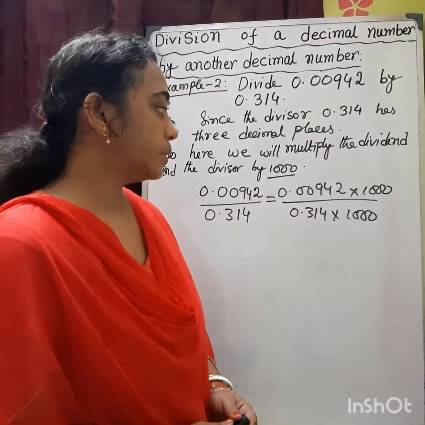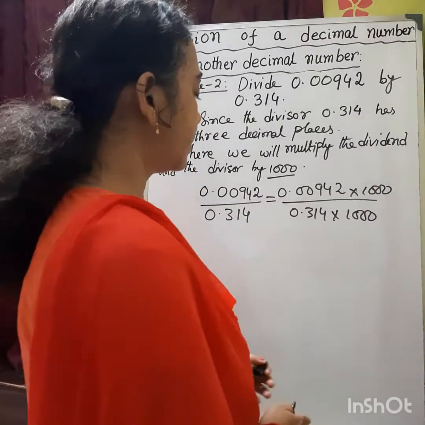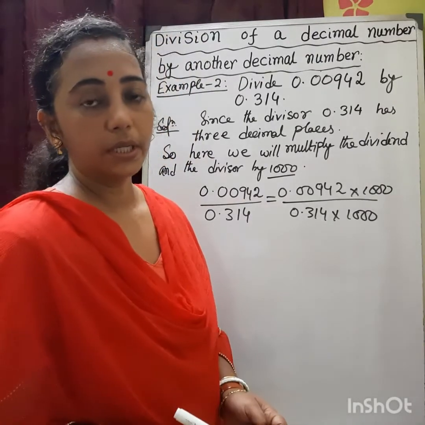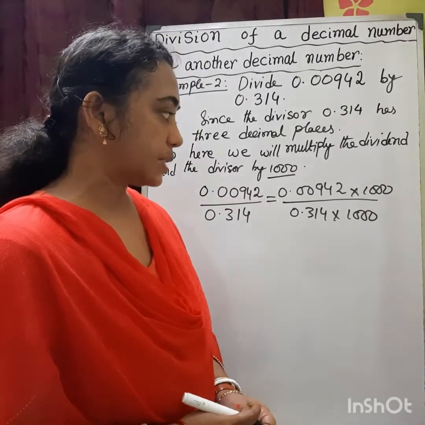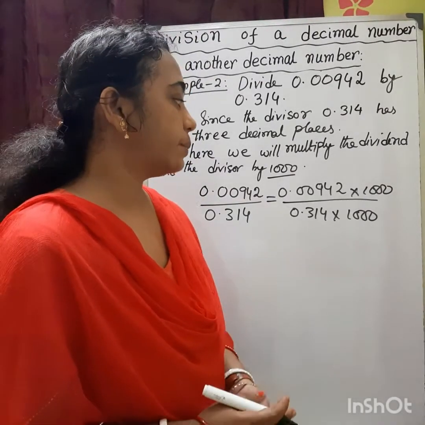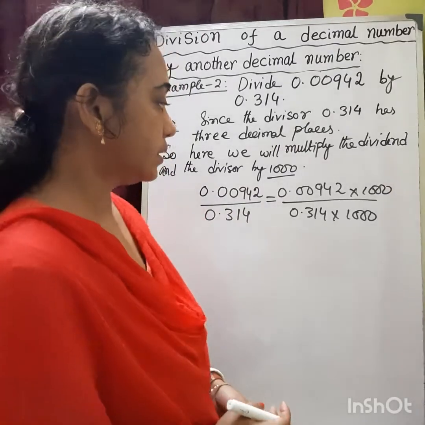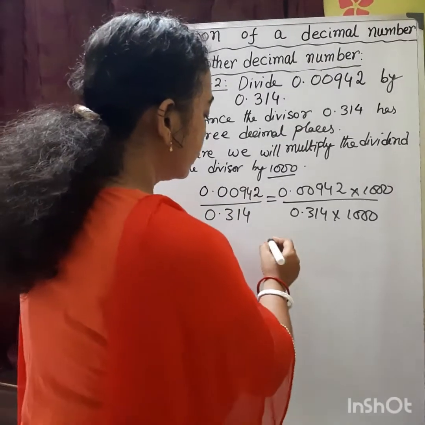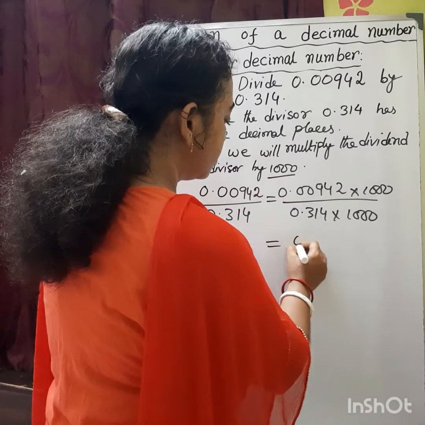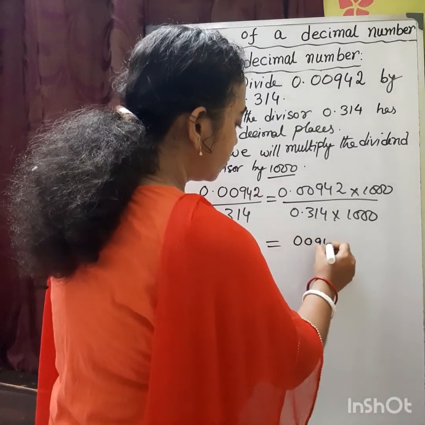Now here again, to find the product of these two numbers, we will use the rule that when we multiply a decimal number by 1000, the digits in the product remain the same, that is 00942.